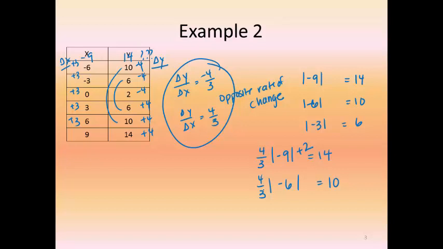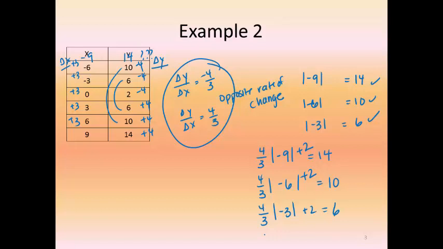Let's check it for the next one. 4/3 times negative 6 is 8. 8 plus 2 equals 10. See if it continues to work. 4/3 times the absolute value of negative 3. The absolute value, that's a 4. 4 plus 2 equals 6. So all of these would work if I put a 4/3 in front of them.